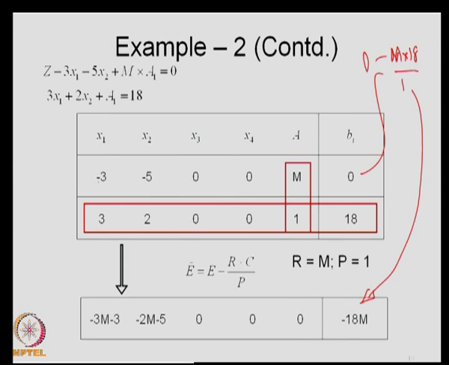Similarly, here minus 3, let us say I want to write this, that will be minus 3 minus m into 3 divided by 1. So, minus 3m minus 3, this is what you get here. Like this, you transform the z row, you do this transformation only on the z row. You get minus 3m minus 5, minus 3m minus 3, minus 2m minus 5, 0, 0, 0, minus 18m. So, this is how you do the transformation on the z row whenever you introduce artificial variables.